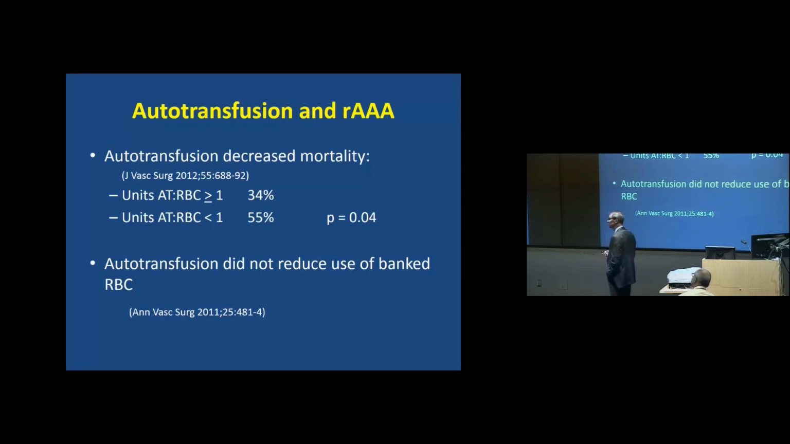The top studies are from the University of Utah, a rather disreputable vascular program, where they looked at patients who had more autotransfused cells than bank cells, and mortality was actually lower than if they had more bank cells than autotransfused cells. However, another study showed that, interestingly, even if you use autotransfusion, it doesn't seem to decrease the total number of banked red blood cell units transfused.